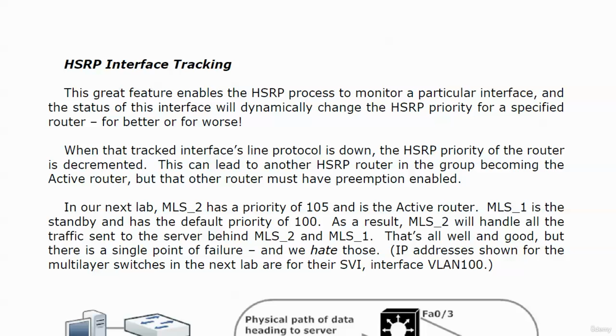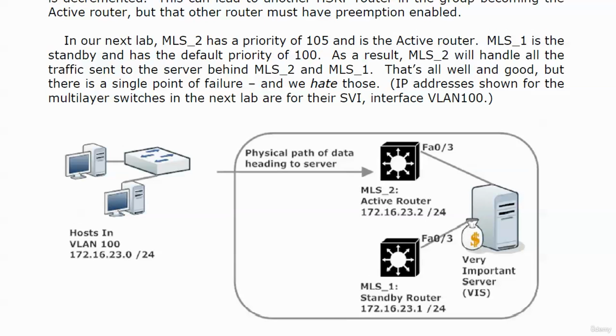Now, this can lead to another HSRP router in the group becoming the active, but that other router must have preemption enabled. Now, in this diagram, I have not put the virtual router in there. We know it's in there, and we're actually going to configure that, because I've got these IP addresses, the interface VLAN 100, but that's it. So we're doing everything else from scratch in this lab.